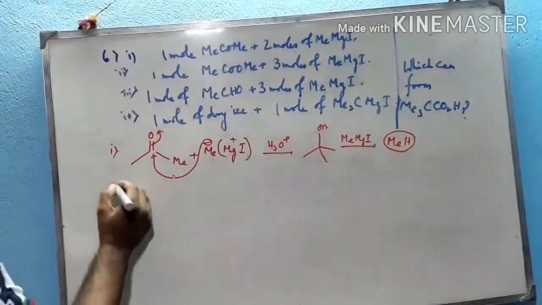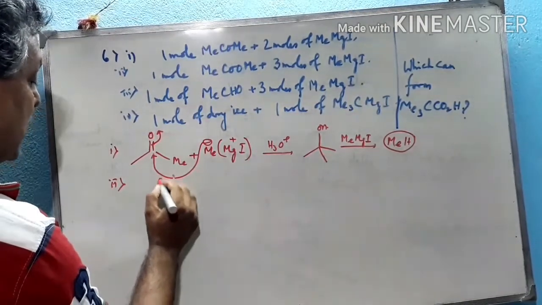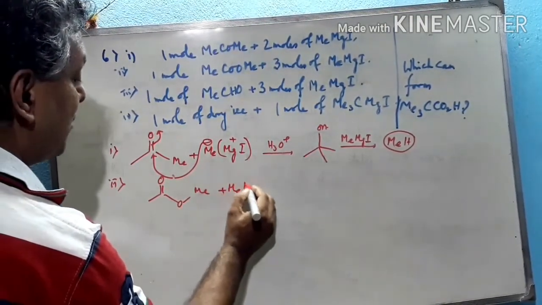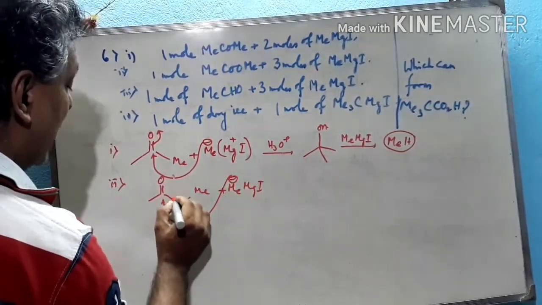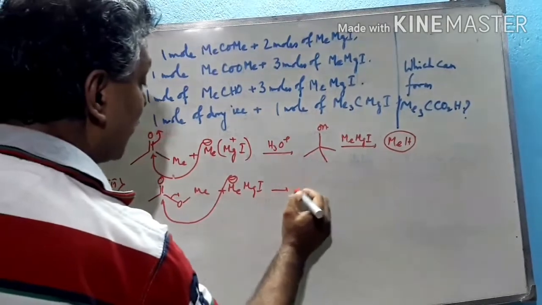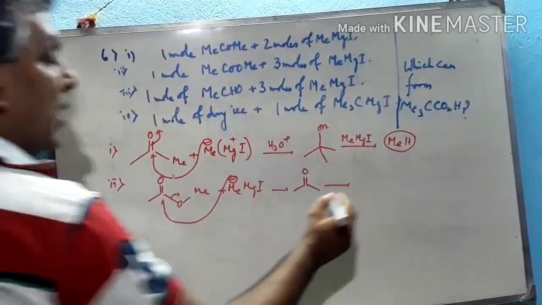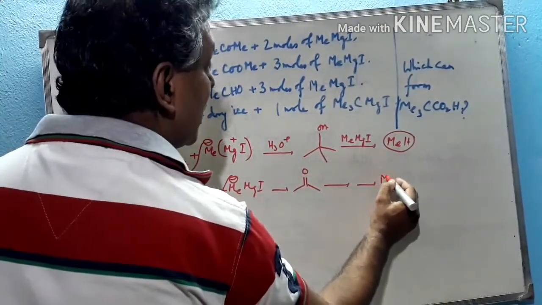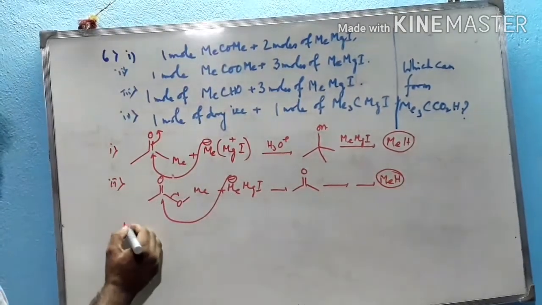And if 2 moles of MeMgI, that means a second mole of MeMgI reacts, it forms methane as a gaseous product. Number 2, 1 mole of MeCOOMe. When treated with MeMgI, the negative charge attacks this center and dissociates this linkage. It first forms a ketone, and this, when treated again in 2 steps through the reaction, forms methyl hydrogen, that is methane.